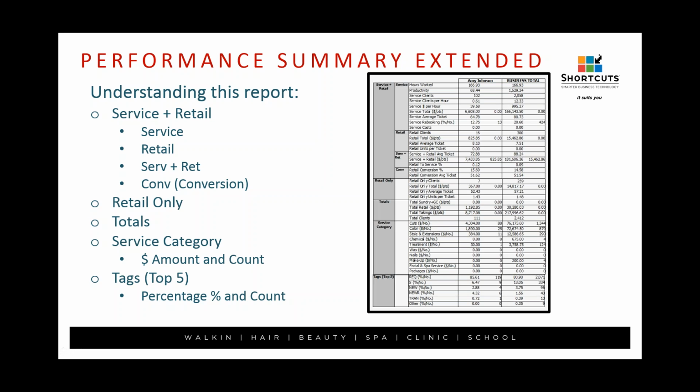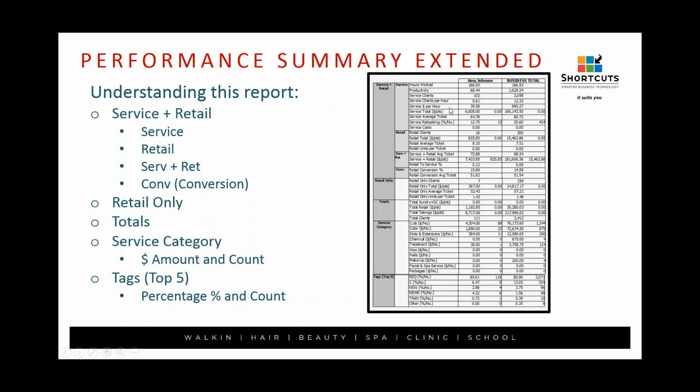Okay, so here is the employee performance extended report. For an example, I just ran it for a single employee. And here, I just wanted to break it up into sections so that we can understand this report. So this first section says service and retail. Under that section, you have a service section, a retail section, a service and retail section, and then a conversion section.